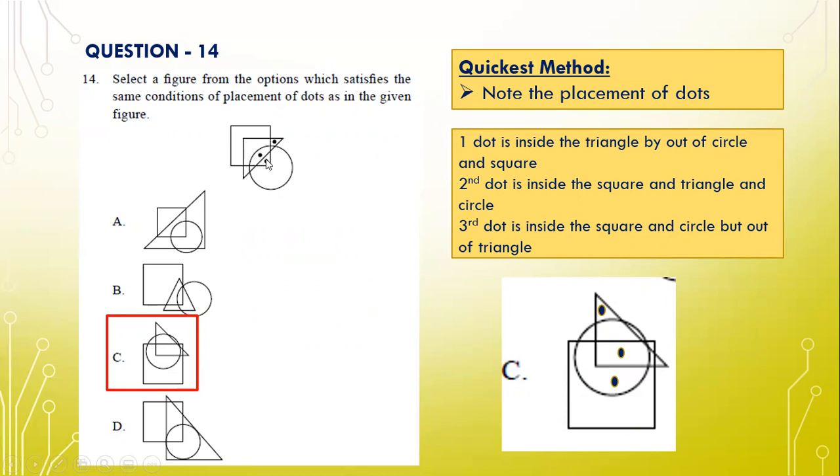And the third dot is inside the square and the circle, but outside of the triangle. So how do you position? This is the correct option. The first dot is inside the triangle, out of the circle, out of the square. The second dot is inside all the three figures, circle, triangle and square. And the third dot is inside the circle and square but out of the triangle.